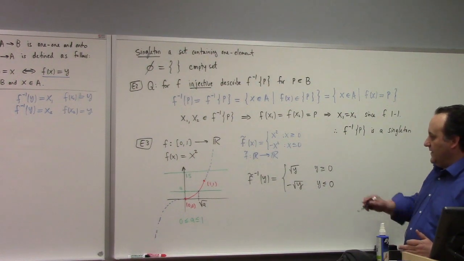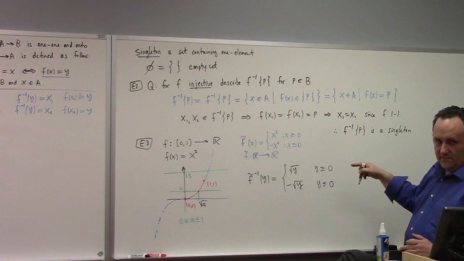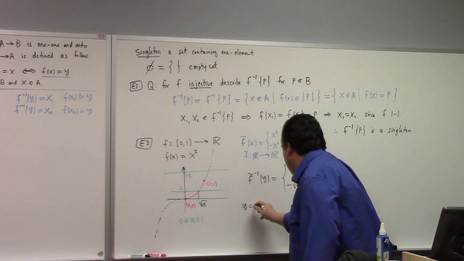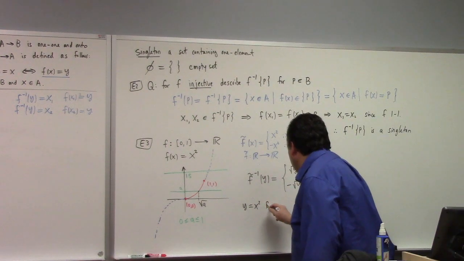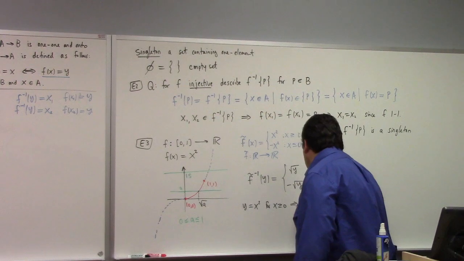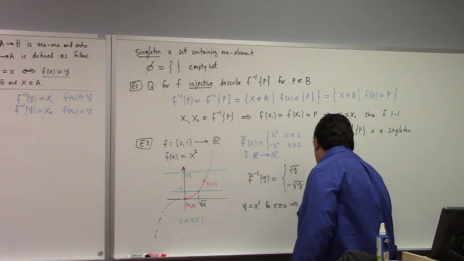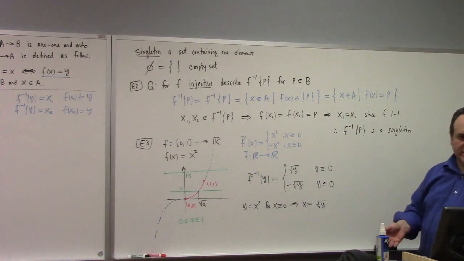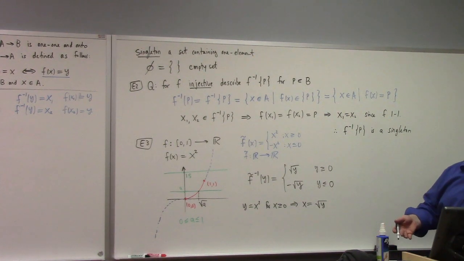So really, to find the formula for the inverse, you're solving y equals x squared for x greater than or equal to 0. That tells us that x is equal to the square root of y. We have to put the plus square root there because x is greater than or equal to 0, so it forces us to choose that radical in the solution.